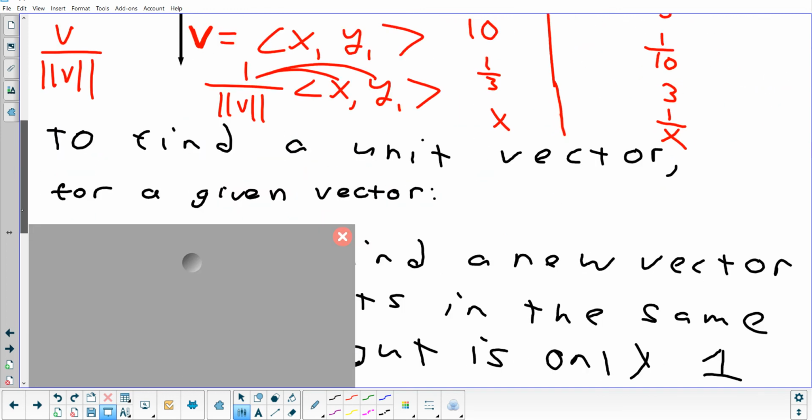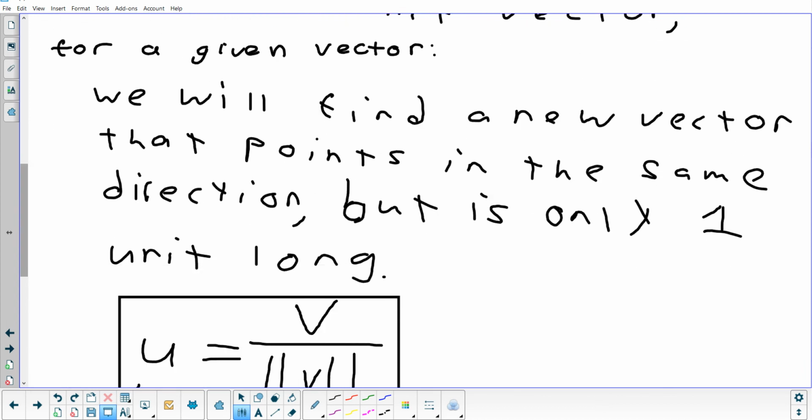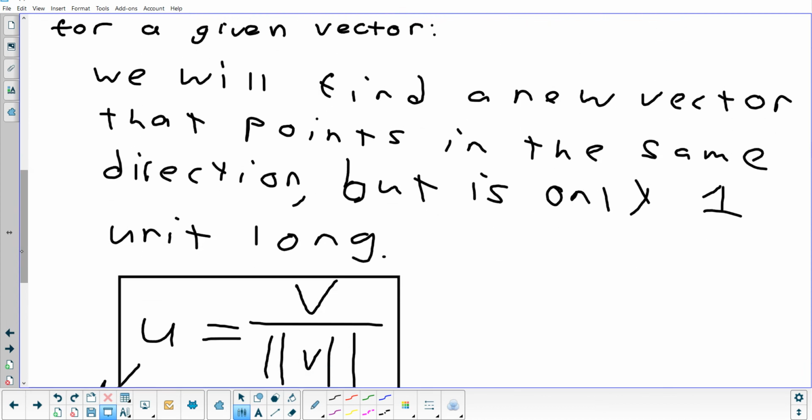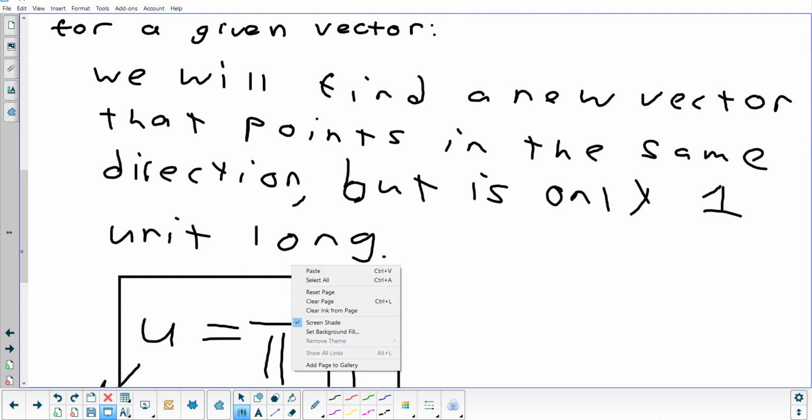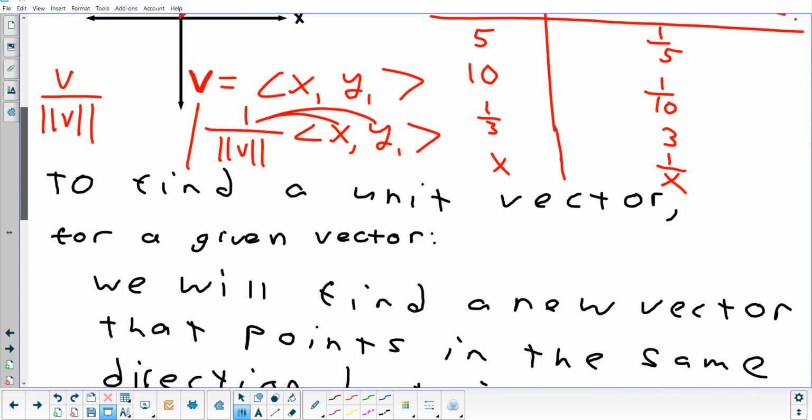All right, so there's a couple different ways you can think about it. But that's generally how I think about it. Take a vector and divide by its magnitude. What does that really mean? Distribute 1 over the magnitude to each component. Just like this. That's the same thing.